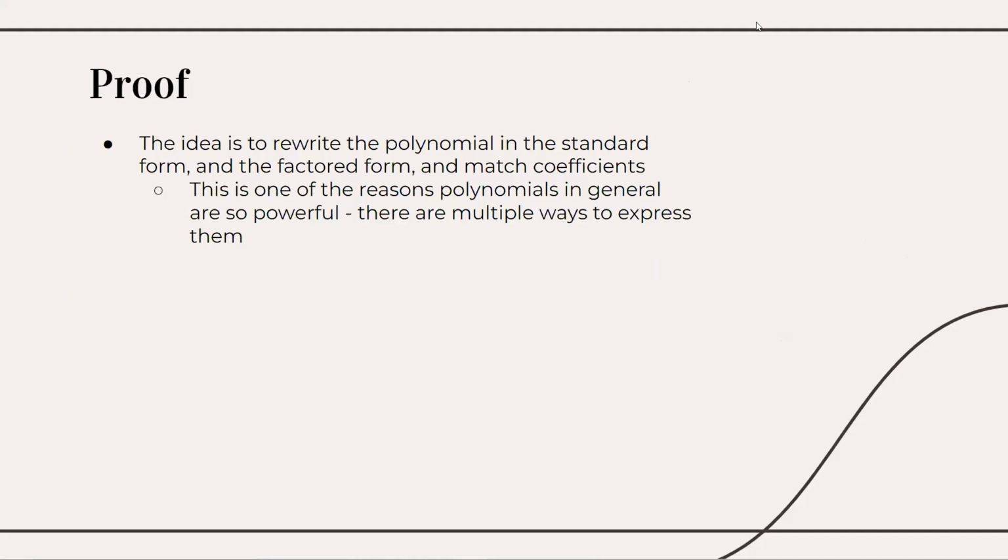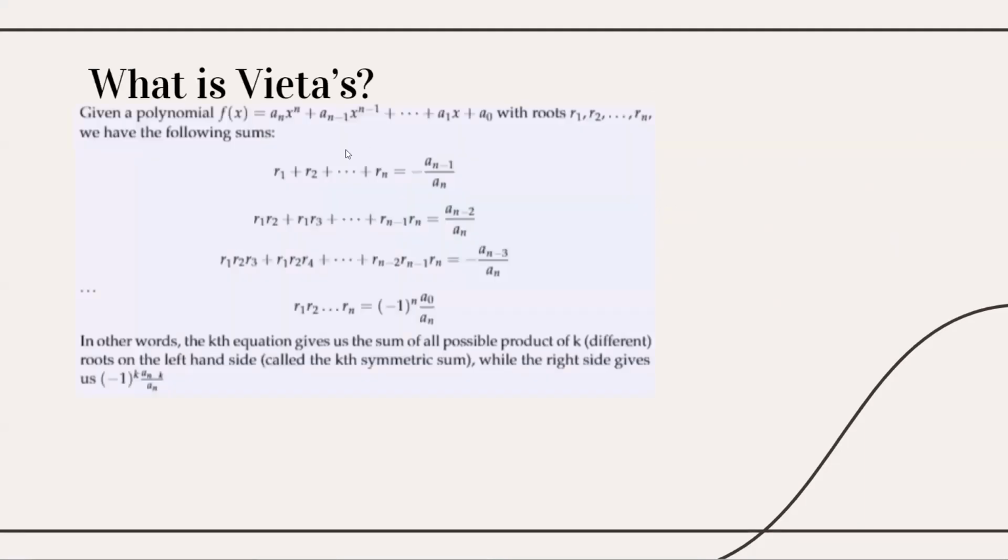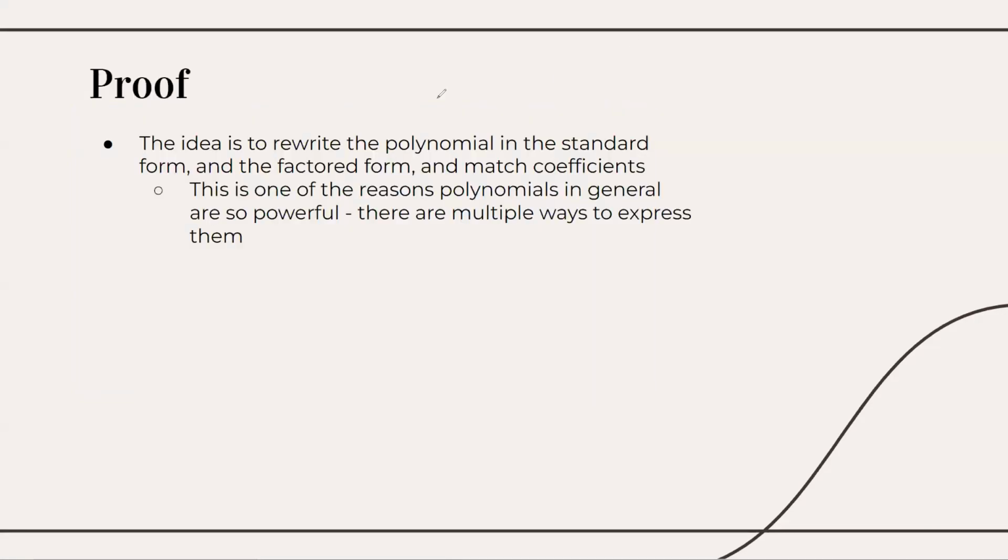And the idea behind the proof is basically we just write the polynomial in standard form and also in factored form. So standard form is just a_n x^n plus a_(n-1) x^(n-1) and so on. And factored form is just basically a_n times (x minus r1) times (x minus r2), and so on, so basically the product over all the roots. And then we have this a_n at the beginning because we need the leading coefficient to be a_n. And then if we just expand this expression out and we compare the coefficients to the standard form, then we'll basically just get all of Vieta's formulas.